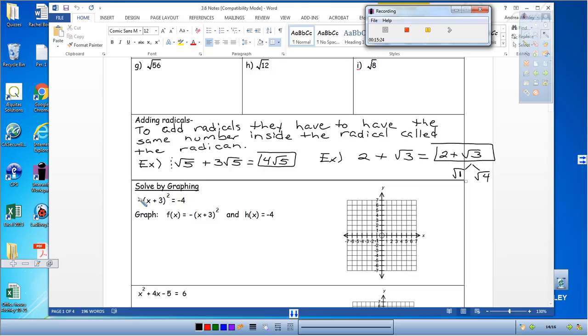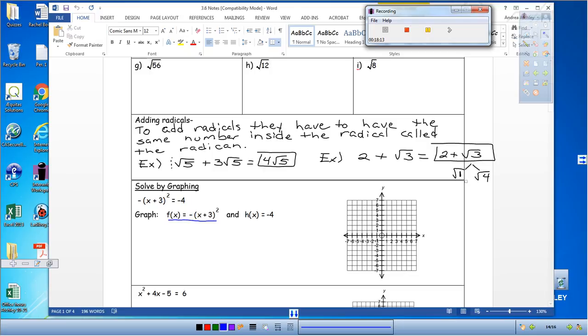So to solve this equation, negative the quantity x plus 3 squared equals negative 4, we're going to graph both sides of my equation. So I'm going to graph this left-hand side, f of x equals negative the quantity of x plus 3 squared, and the right side, which is h of x equals negative 4. So let's start with graphing this one. It's in vertex form.